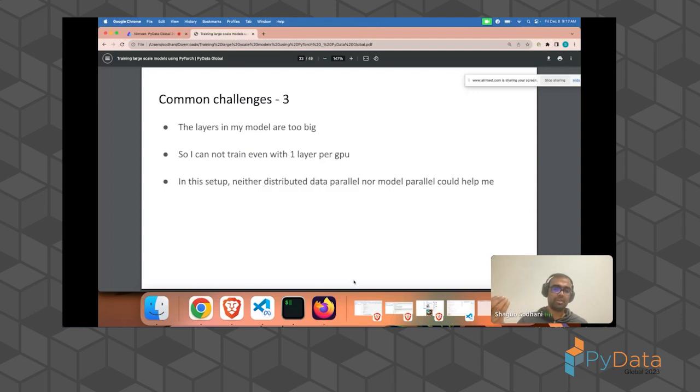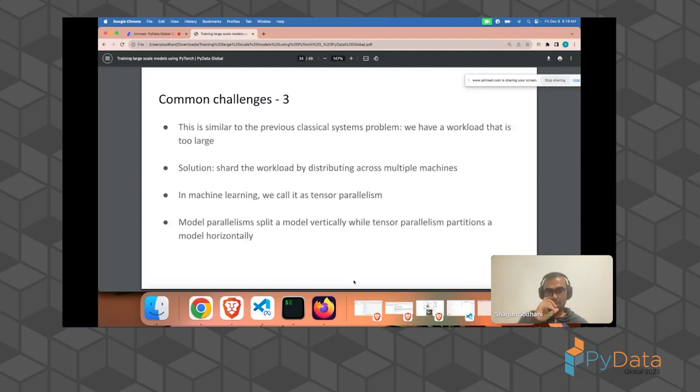Now we are talking about a setup where even a single layer is too big to fit on a GPU. So pipeline parallelism is not going to help us here. Pipeline parallelism assumes that you can put different layers across different GPUs. But in this case, I cannot even do that. So distributed data parallel doesn't work. Model parallel doesn't work. What can I do?